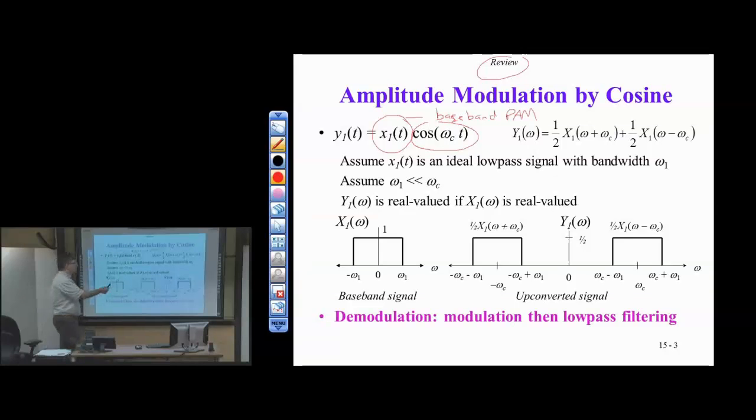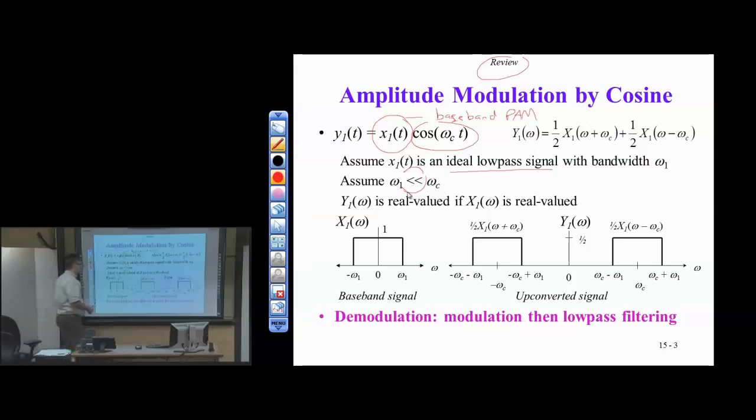Now, the same analysis works if the cosine here is on a radio frequency carrier. This also works just as well. But for now, let's assume X1 of t is an ideal low-pass signal. So this is our baseband PAM signal with bandwidth omega 1. Assume that the signal bandwidth is less than the carrier. This means that we don't get any overlap at the origin in the frequency domain, at zero frequency.